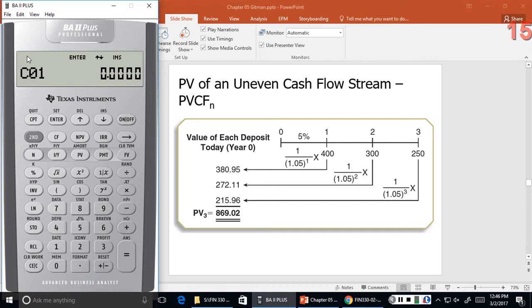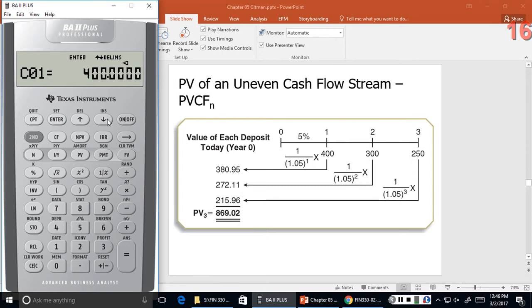And in our example, we have a $400 cash flow occurring in time period 1. So what I'm going to do is just put in 400 and then press the enter key. It tells us at the top of the screen, reminds us, press the enter key to lock it in. If you forget to press the enter key and then move past this, it's going to go back to 0.